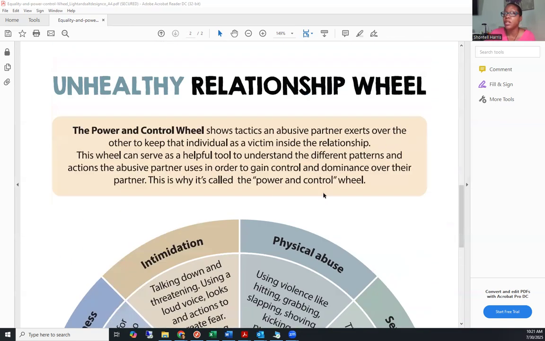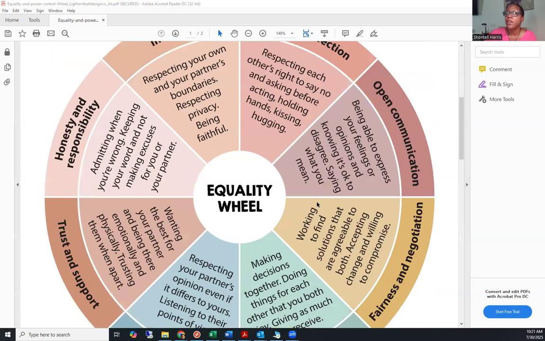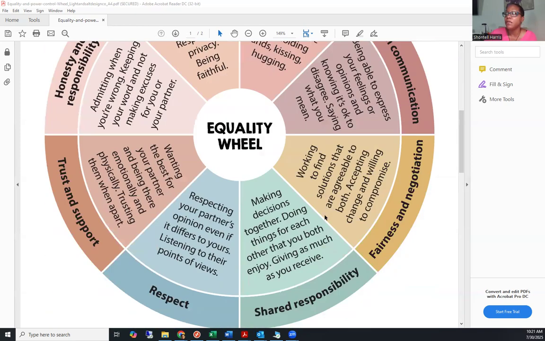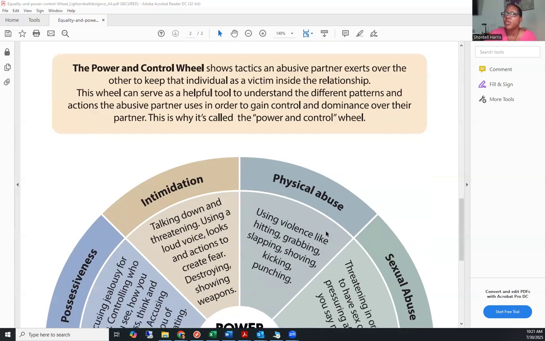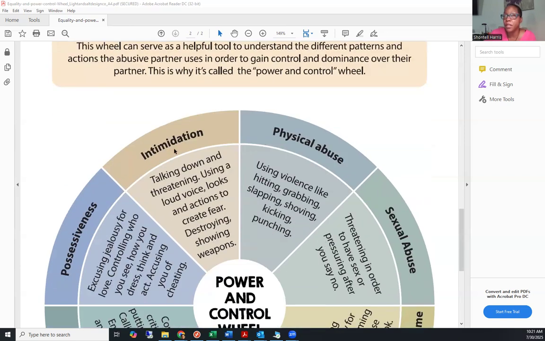So let's see if this matches up. Intimidation, intimacy, physical affection. Yep. So intimidation will go where intimacy would be on the healthy relationship wheel. Intimidation says talking down, threatening, using loud voices, looks or actions to create fear, destroying things and showing weapons. So it's the opposite of intimacy on the power wheel. Just making threats, loud voices, using some kind of way to create fear in the situation.